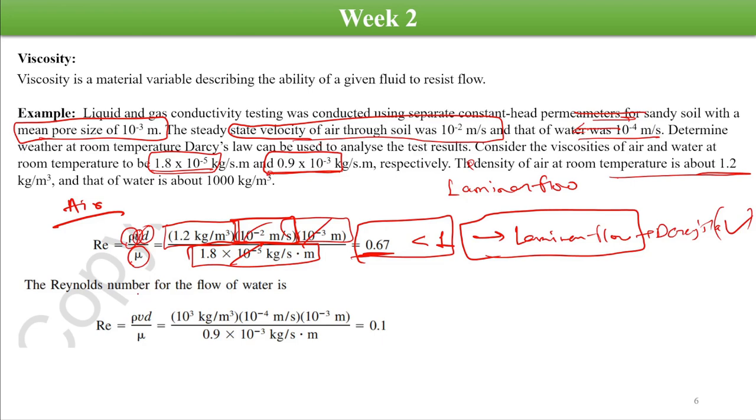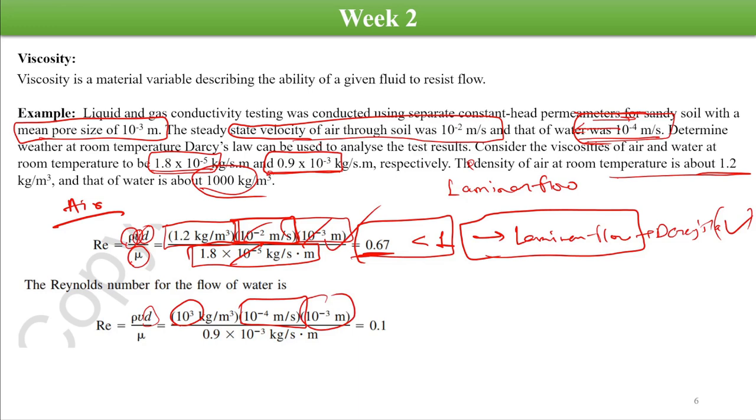So the Reynolds number for the water will be calculated the same as that of air. For the water, we have the density given as 1000 kilogram per meter cube, that's going to be 10 to the power 3 kilogram per meter cube. The velocity is given as 10 to the power minus 4 meter per second. And then we have the pore size that is the same as that of air, 10 to the power minus 3 meter.